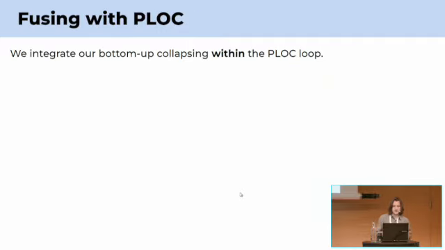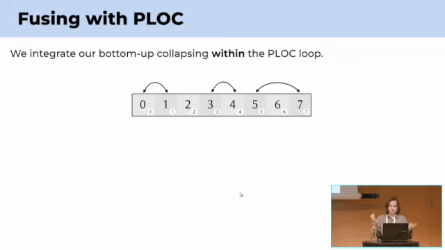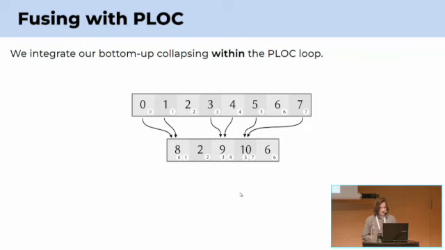And so our goal is to integrate our bottom-up collapsing directly within this loop. And to do so, we store up to n/2 references per cluster. We store our references directly in the PLOC clusters. And we do not modify the nearest neighbor step, so we still compute nearest neighbors between pairs of clusters as done by the PLOC algorithm.